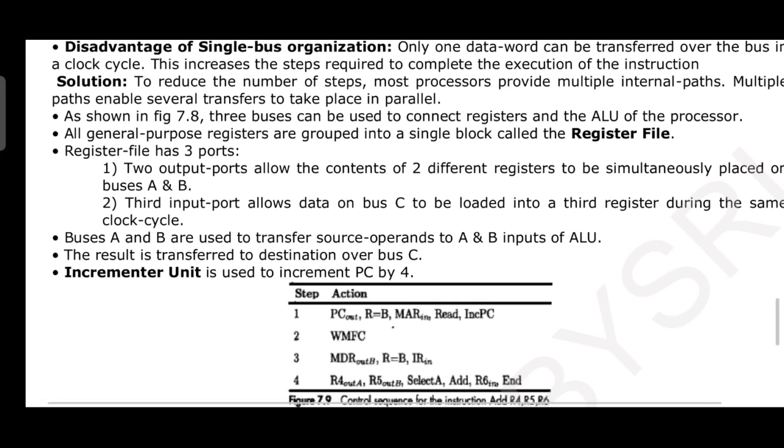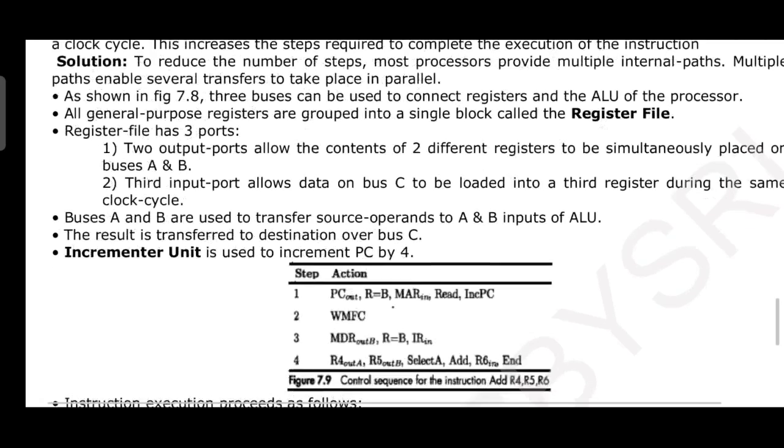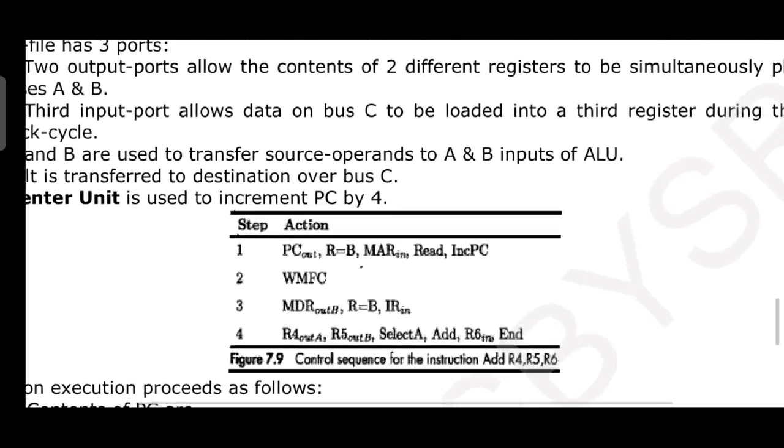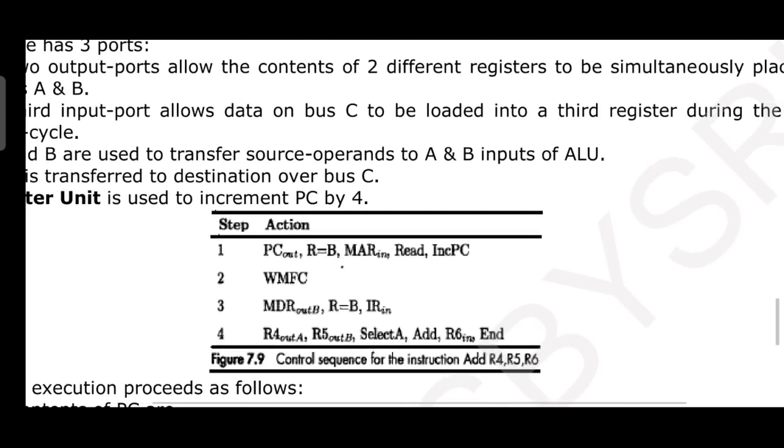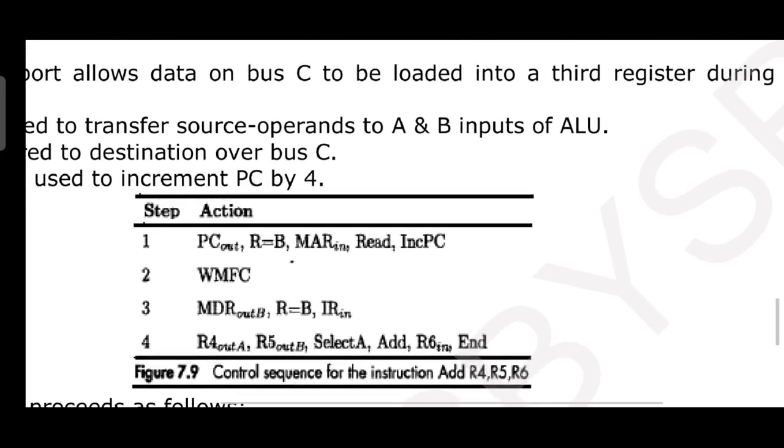So here the fetch phase can be done in a single step. Sorry, fetch phase takes three steps as usual, but execution can be done in a single phase. How? Let us see here. Here the execution of a three operand instruction, Add R4, R5, R6, can be done in a single stage. See here, only four steps are sufficient.